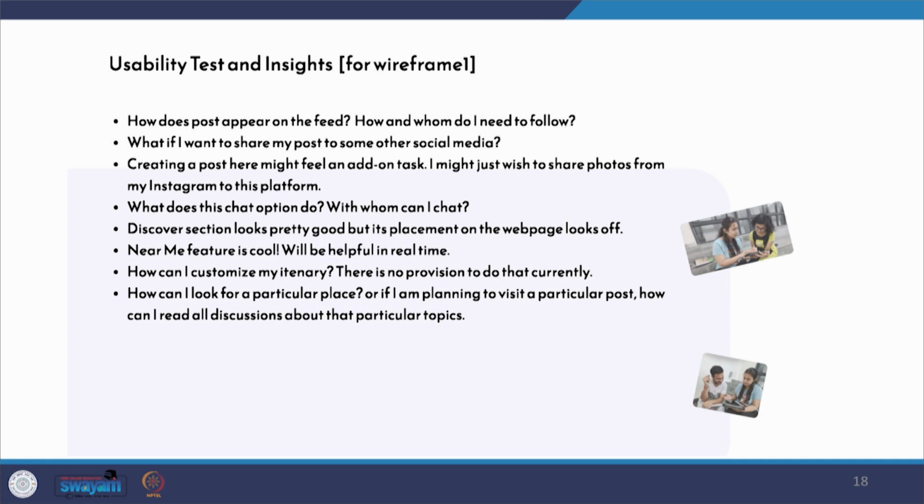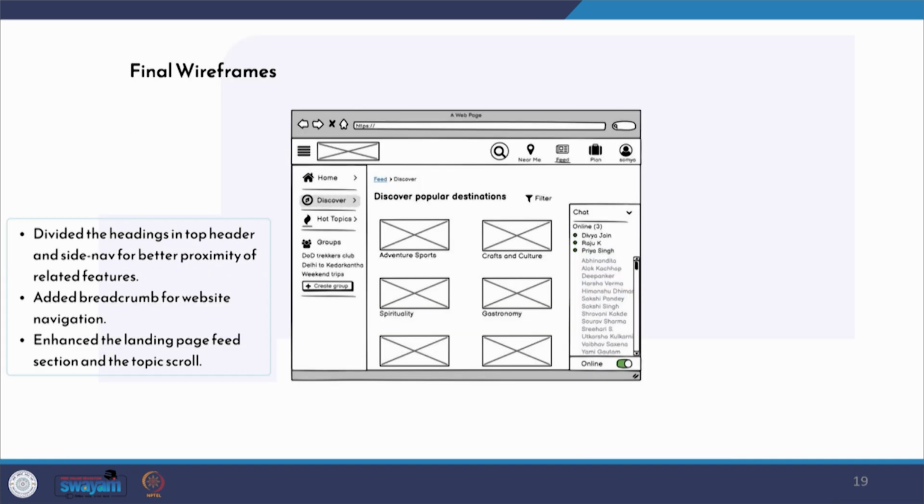For example, the discover section looks pretty good, but its placement on the web page looks off. So now the designer may also agree with that opinion of the user and may consider changing the direction. So this is an example of how, for this particular exercise, these questions came up when the user testing was going on. Now once the testing is done, like we discussed in the previous lecture, we will come up with the final wireframe.